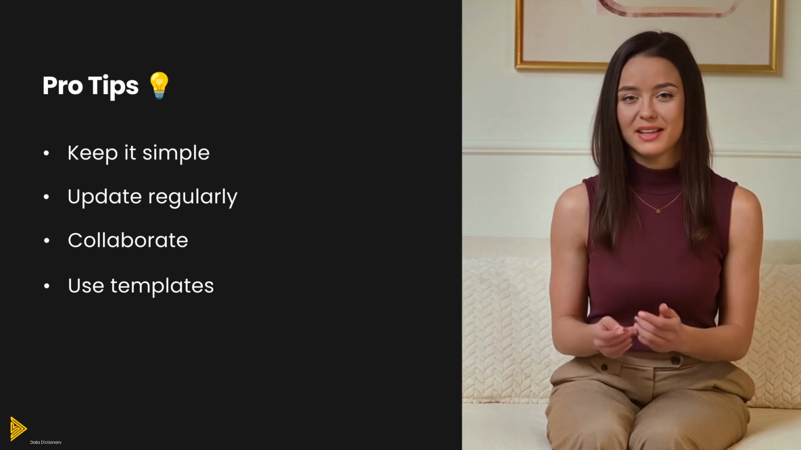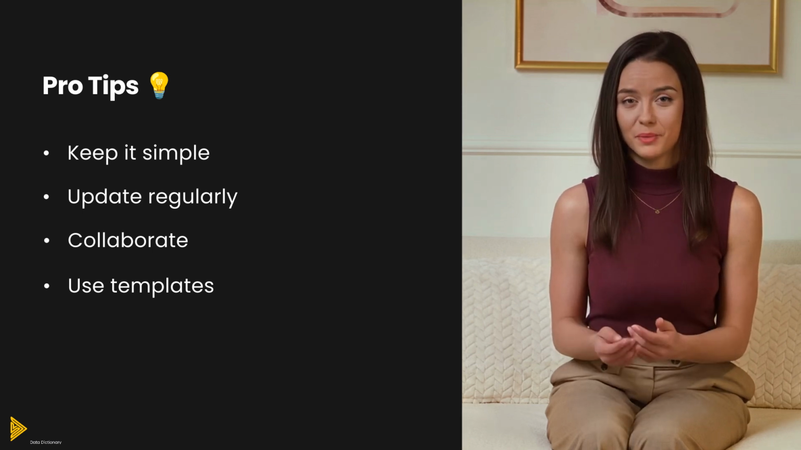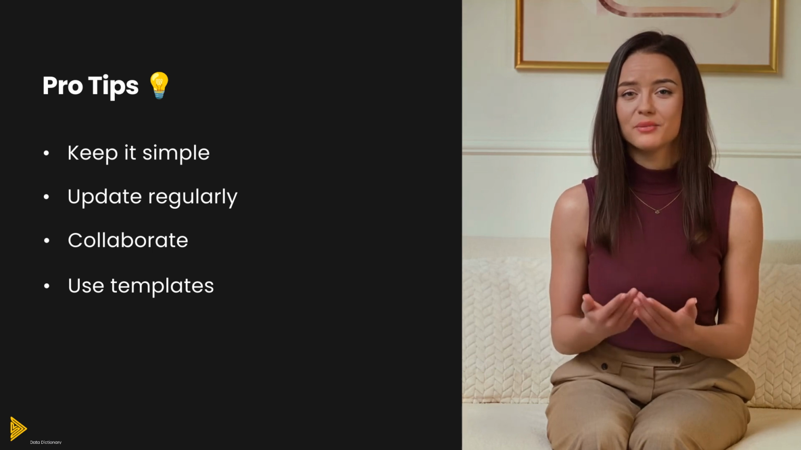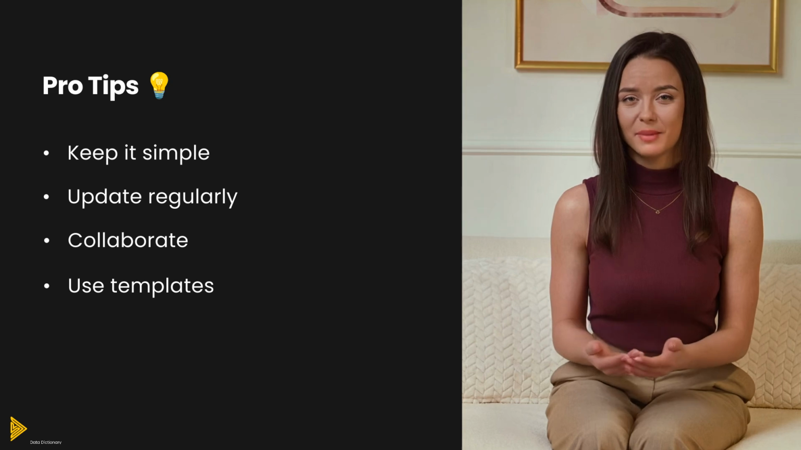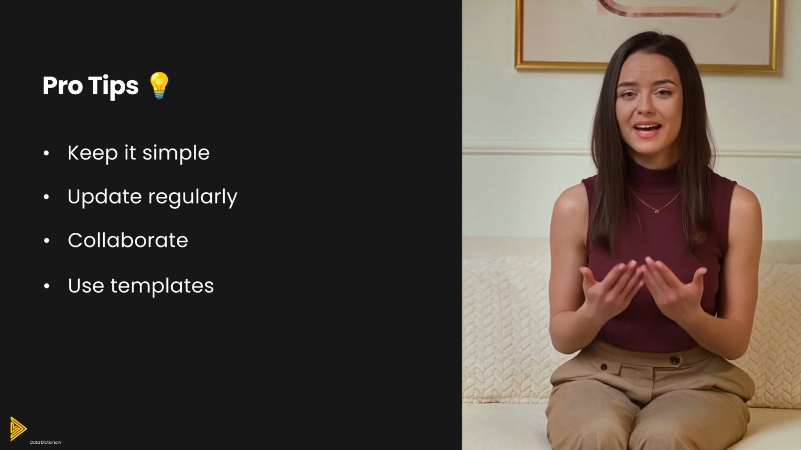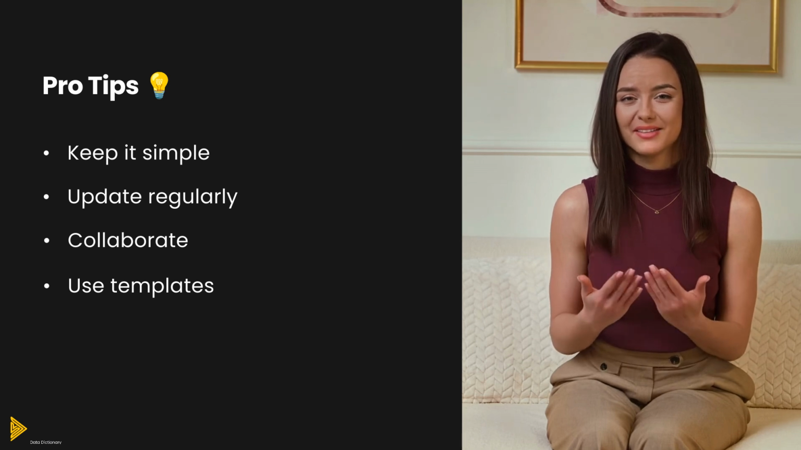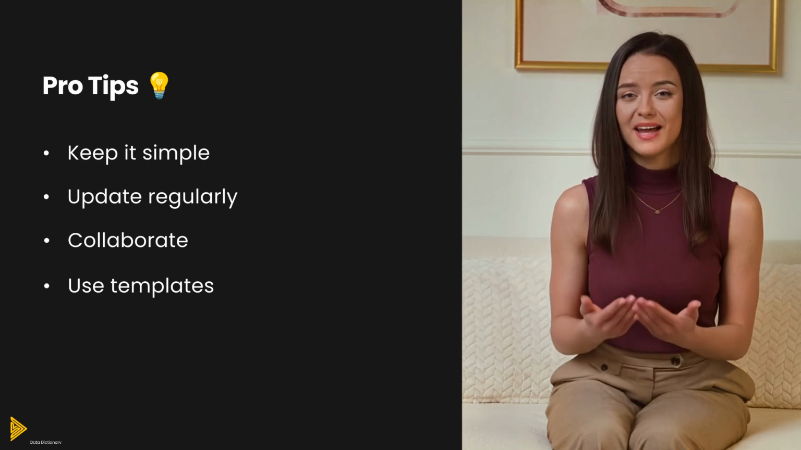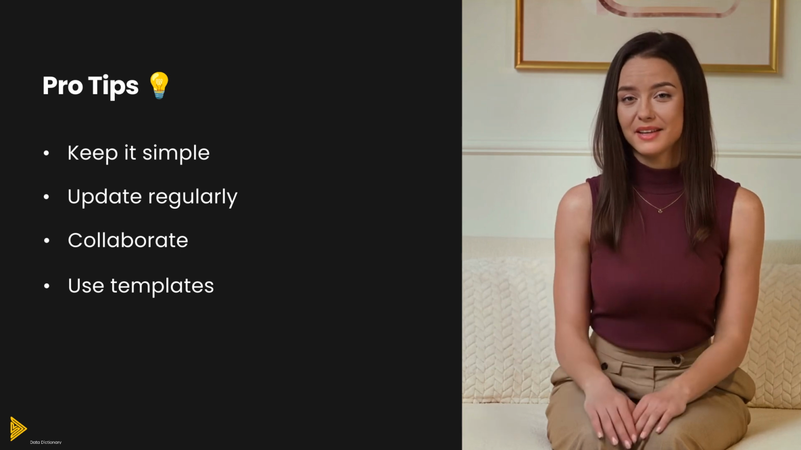Pro tips for your data dictionary. Keep it simple. Don't overload it with details no one will use. Update it regularly. Treat it as a living document, not a forgotten PDF. Collaborate widely. Get input from developers, testers, analysts, and stakeholders to keep definitions accurate. And use templates. A clean, ready-to-go table saves time and keeps everything consistent.